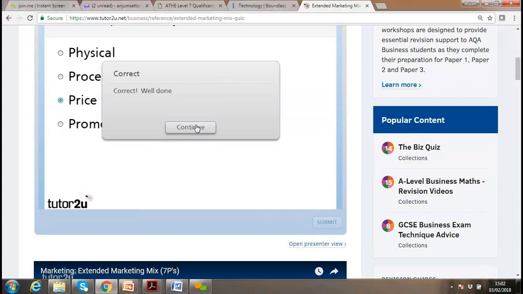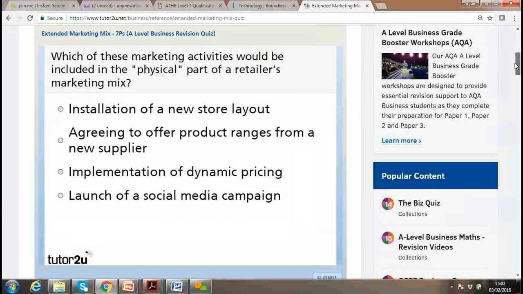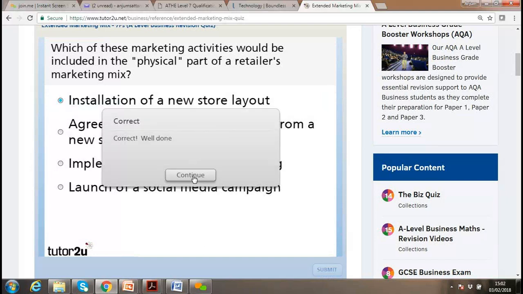Well done, correct, good. Next, Umar, we're looking at which of these marketing activities would be included in the physical part of the retailer marketing mix. Physical: installation of a new store layout, agreeing an offer product range with a new supplier, implementation of dynamic pricing, or the launch of a social media campaign. Either it's installation of a new store layout, or the fourth one. Well done, correct, good.